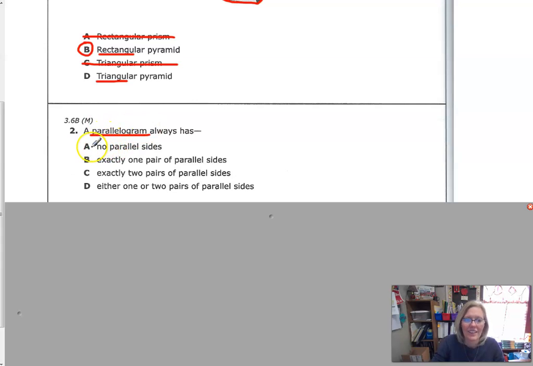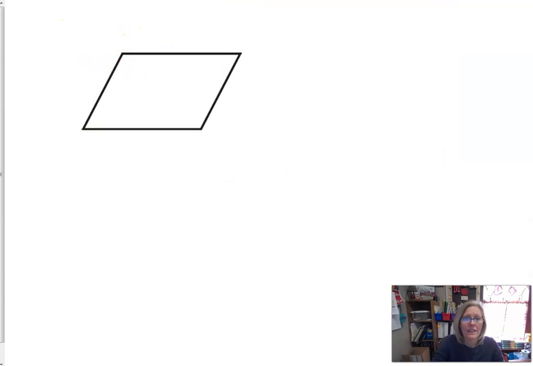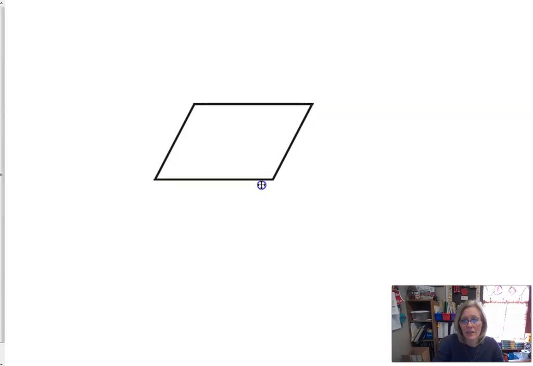So A, no parallel sides. B, exactly one pair of parallel sides. C, exactly 2 pairs of parallel sides. Or D, either 1 or 2 pairs of parallel sides. Well, in case you forgot, I wanted to show you a picture of a parallelogram. So let me turn the page here. And this is a parallelogram.